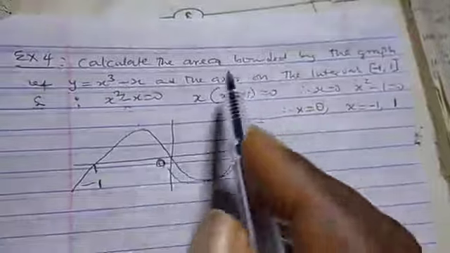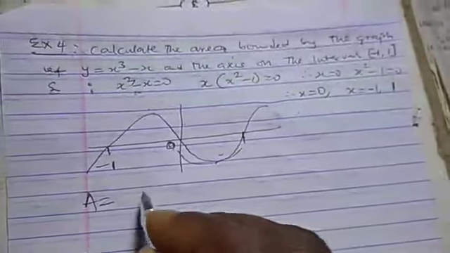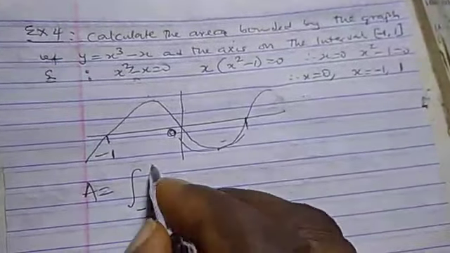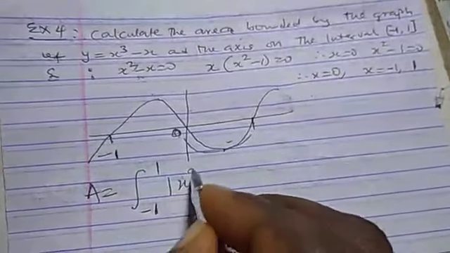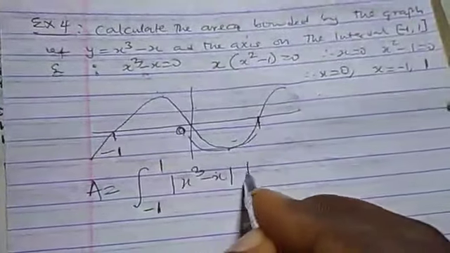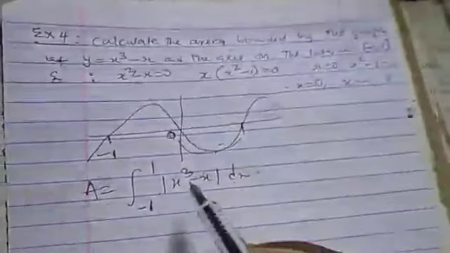Now, we can find the area. The area is, we are looking for minus 1 to 1, s cubed minus s ds. We are looking for minus 1 to 1.